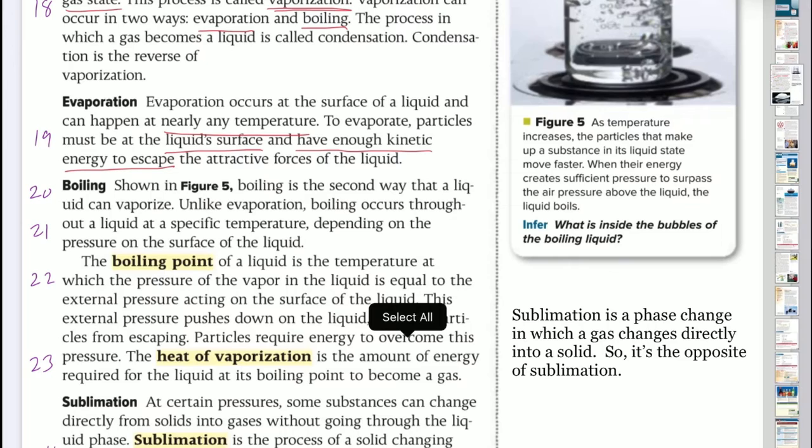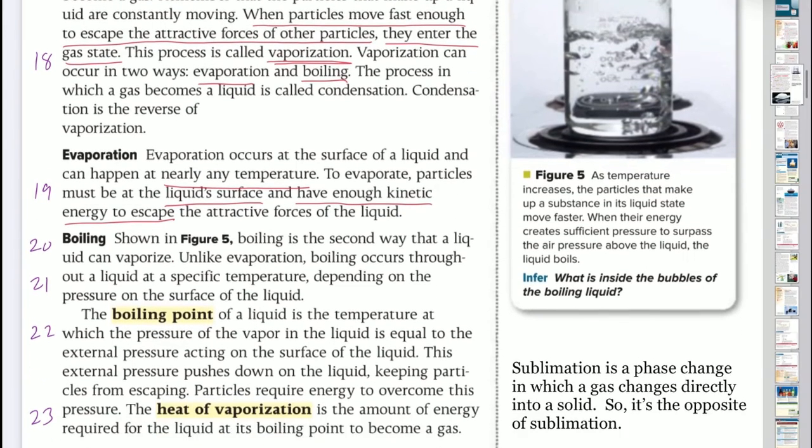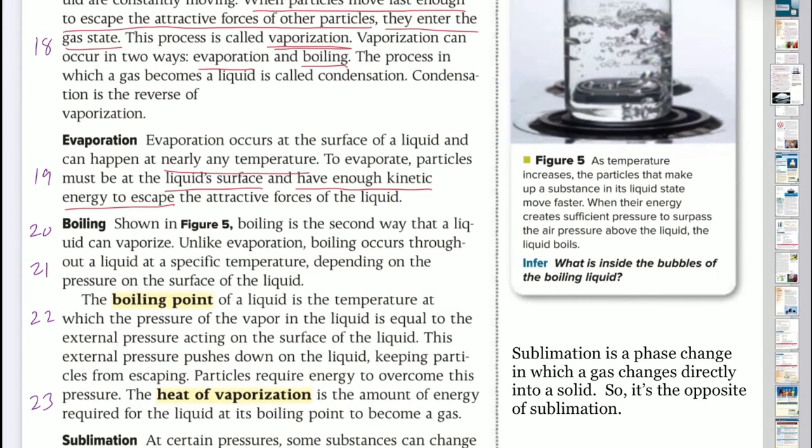Boiling, which is shown in figure 5 over here, is the second way that a liquid can vaporize. Unlike evaporation, boiling occurs throughout a liquid at a specific temperature, depending on the pressure on the surface of the liquid. So the boiling point is not always the same temperature. If you lower the pressure, you also lower the boiling point. If you increase the pressure, you increase the boiling point.